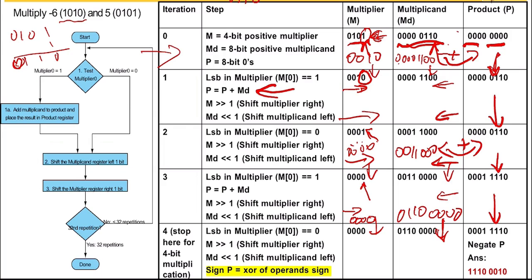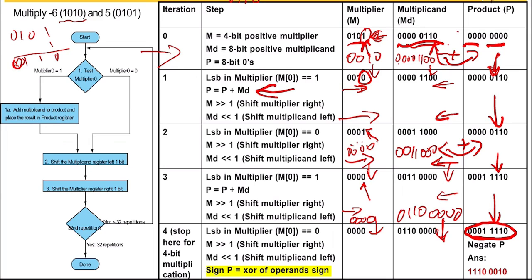How do I know when to stop? You're going to go through the iteration 32 times if it is a 32-bit register. You're going to go through it 10 times if you're only dealing with 10 bits. Now, since we're dealing with only 4 bits, we went through it 4 times, right? So this is our answer, but we are not done.